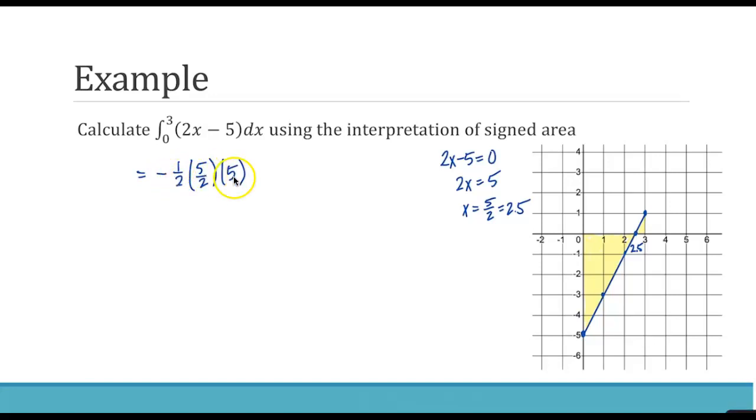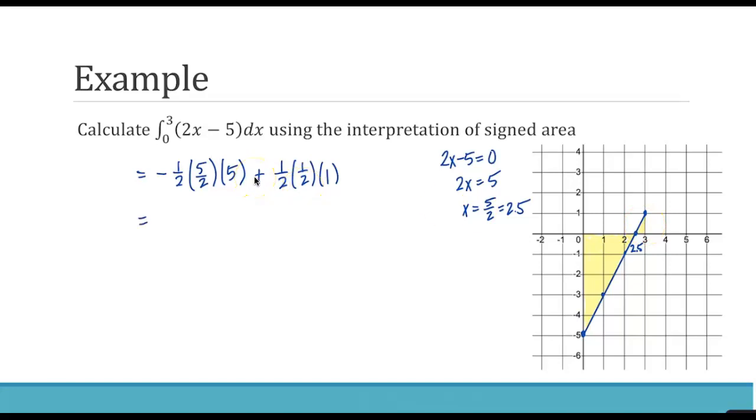So 1/2 base times height, that whole quantity will be negative. And then plus this little triangle here has a base of 1/2 or 0.5 and a height of 1. So plus 1/2 times 1/2 times 1. So we're using the formula for the area of a triangle, 1/2 base times height. This portion right here is the area of this triangle below the x-axis, that's why it's negative. And then this portion right here is the area of the triangle above the x-axis, which should be positive.